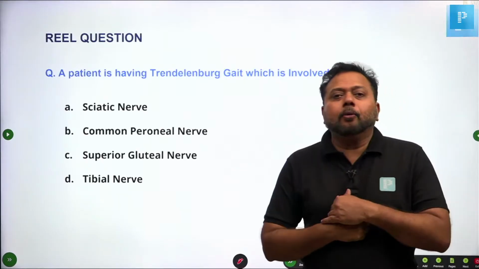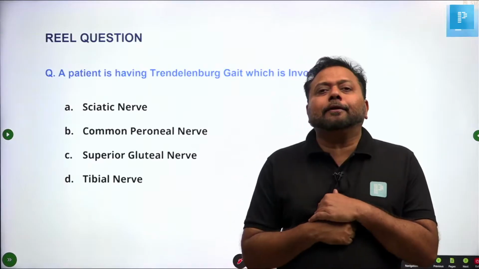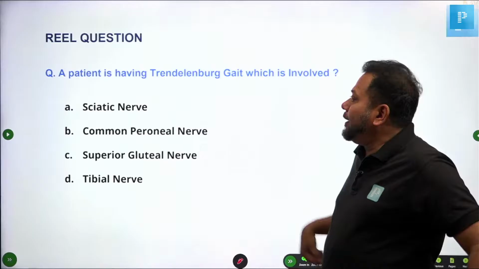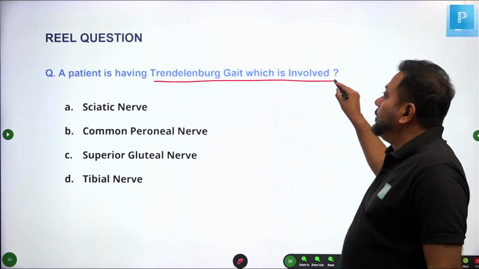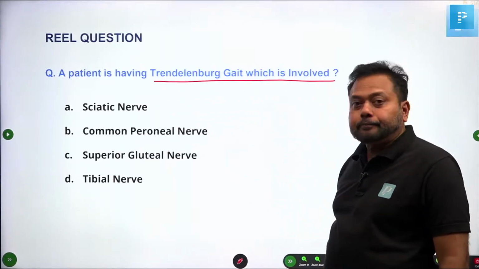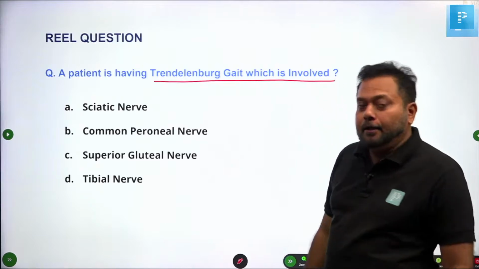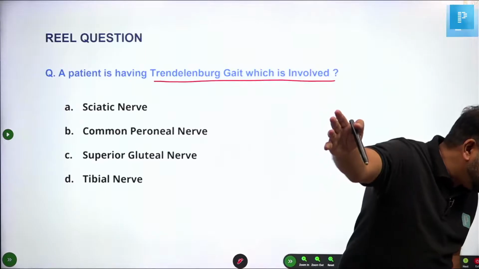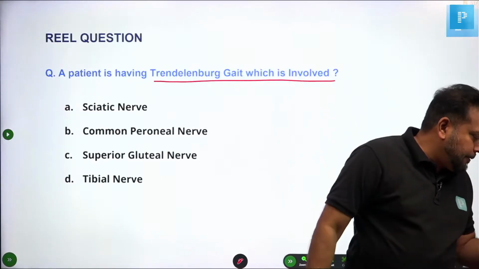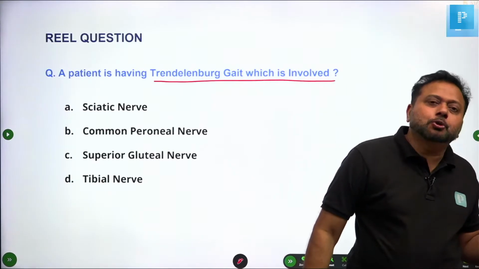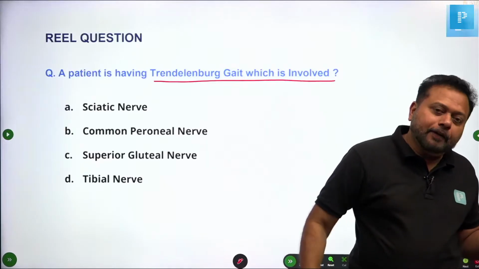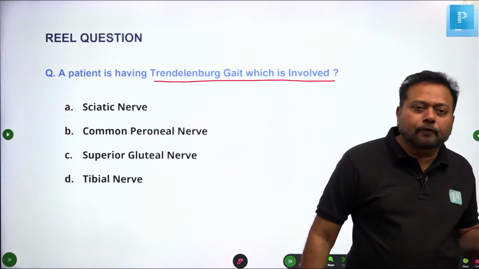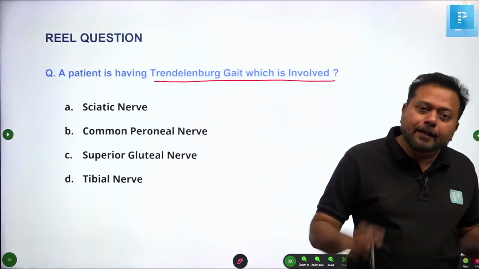You are asking what is the permanent cure for osteoarthritis. It is total knee replacement. Yes. A patient having Trendelenburg gait, which nerve is involved? Trendelenburg gait, lurching towards one side, that's called Trendelenburg gait. Very good. Permanent cure for osteoarthritis is total knee replacement. If it involves the hip joint, total hip replacement. So arthroplasty, replacing the joint.